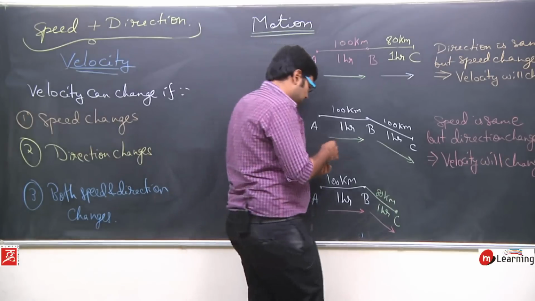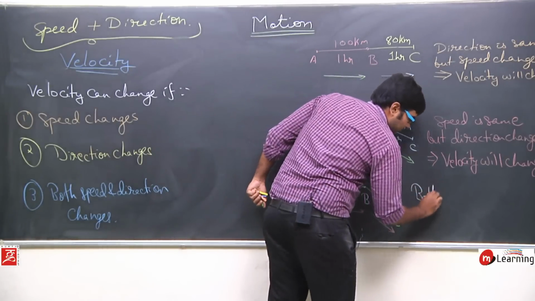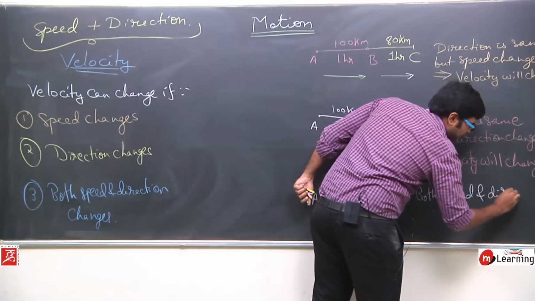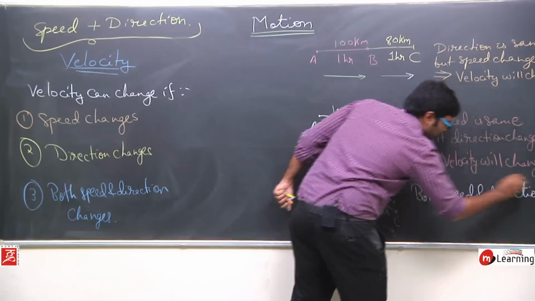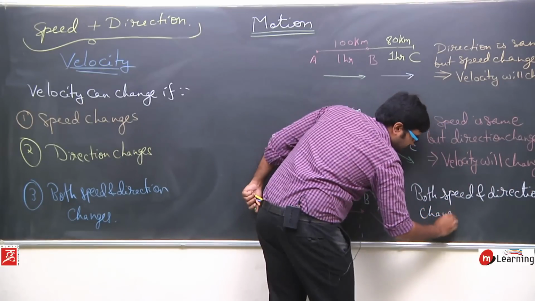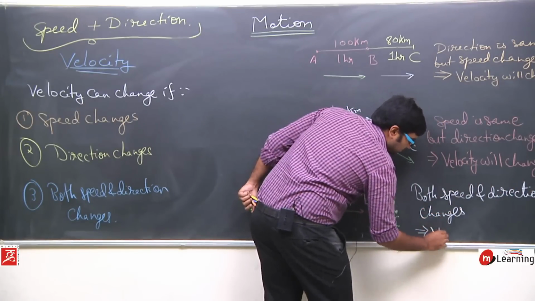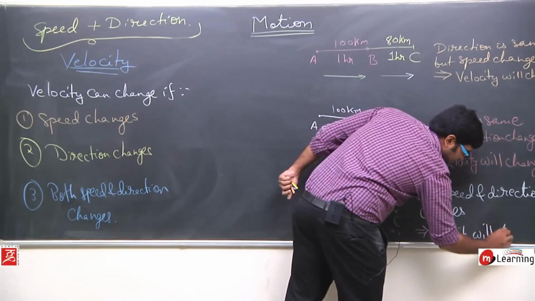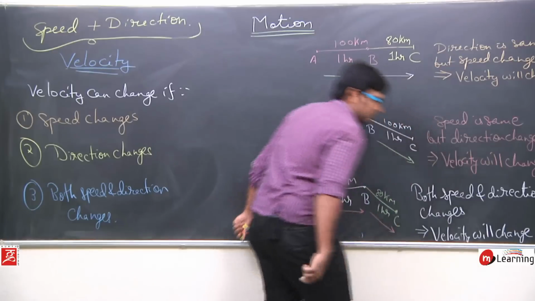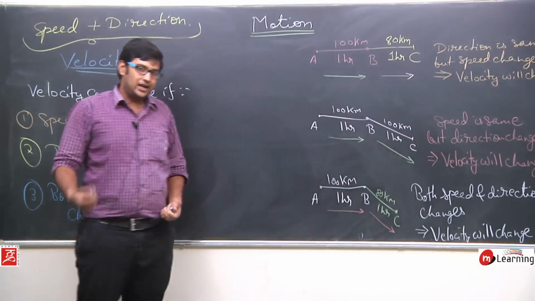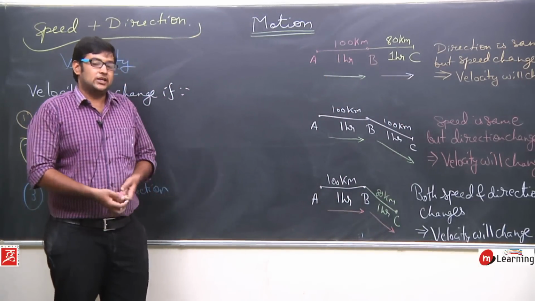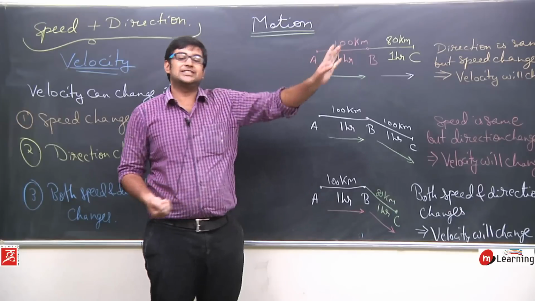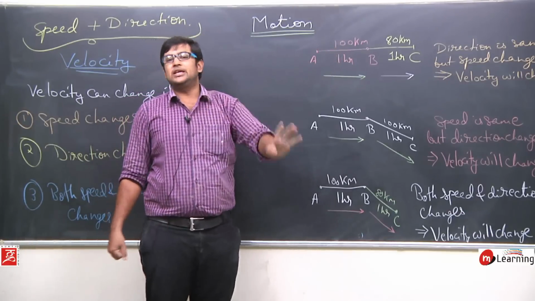So here I will write, both speed and direction change. So it implies velocity will change. Okay. So what does this conclude? What is uniform velocity? Uniform velocity means when the speed and direction both are constant, both are not changing, then only the velocity will be uniform.